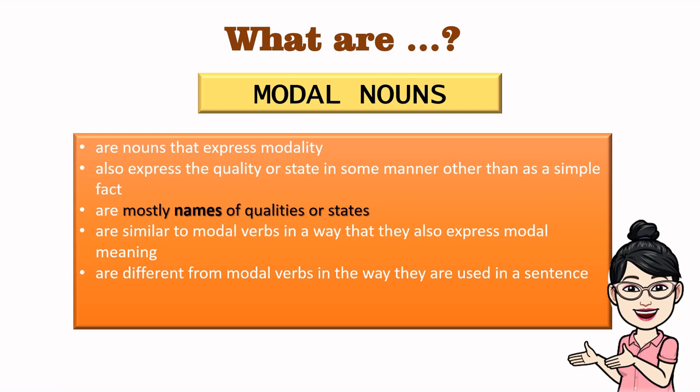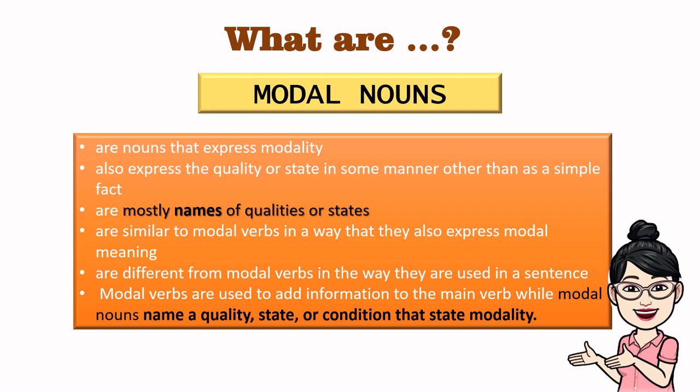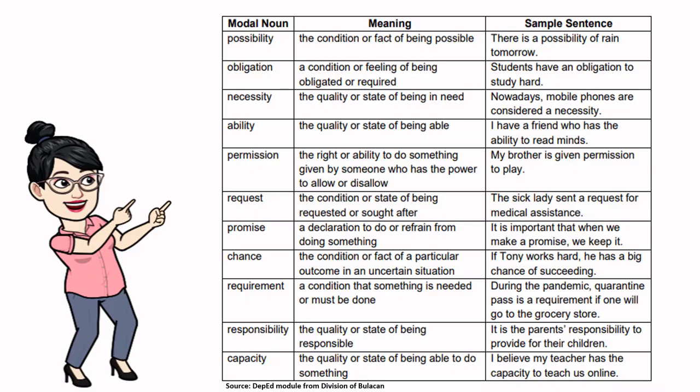However, they are different from modal verbs in the way they are used in a sentence. Modal verbs are used to add information to the main verb, while modal nouns name a quality, state, or condition that state modality. Read the table below that shows more examples of modal nouns, their meanings, and sample sentences.